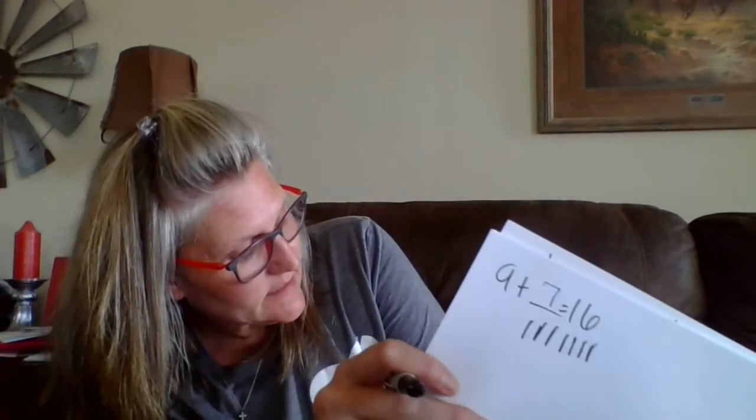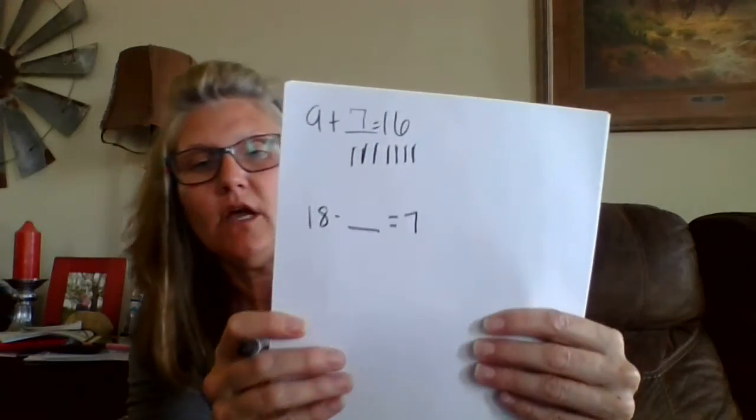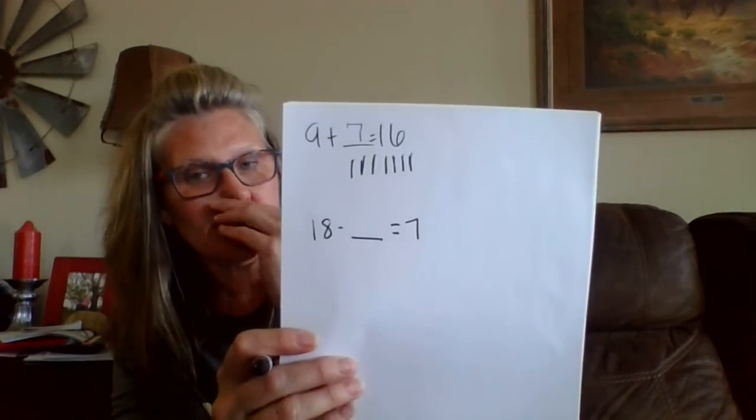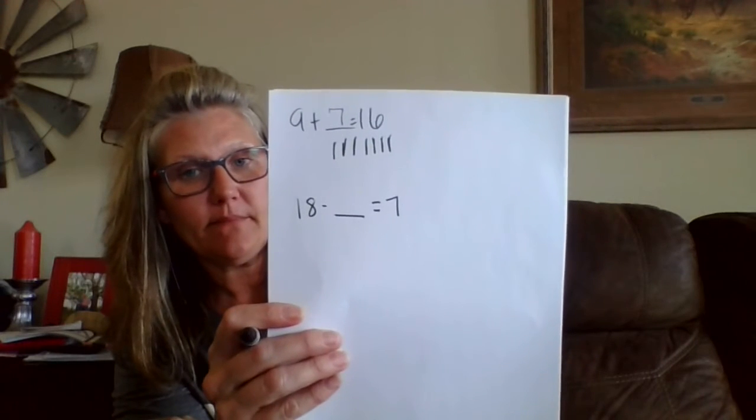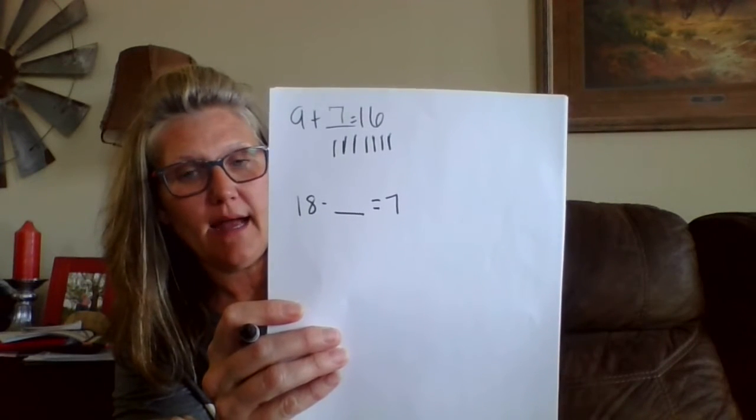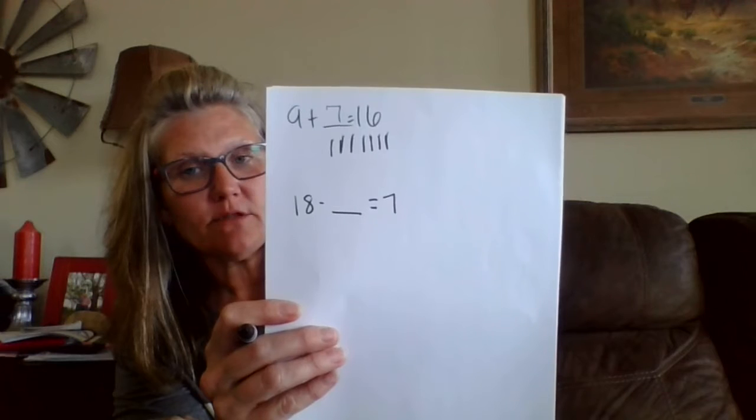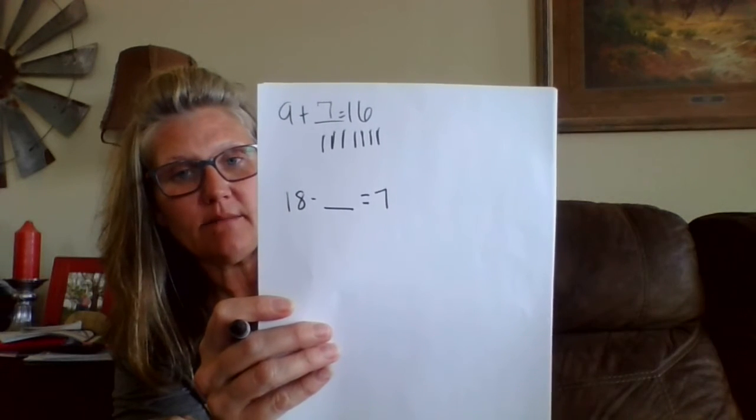You can do this same thing to the next one. Blank plus 3 equals 15. And then you have 18 minus what equals 7. Well, this one you're not going to add, but you can subtract. Subtract 18 minus 7.